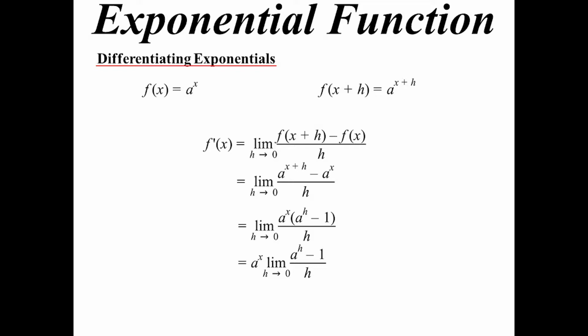I can factorise out the a to the power of x, because h is not going to affect that. It's sort of like a constant as far as h is concerned, so I can factorise that out of the limit. And this limit of a to the power of h minus 1, well, if we sub 0 in, I'm going to get a to the power of 0, which is 1. And we get that problem again of 0 on 0. So the question is, how on earth do we find this limit?